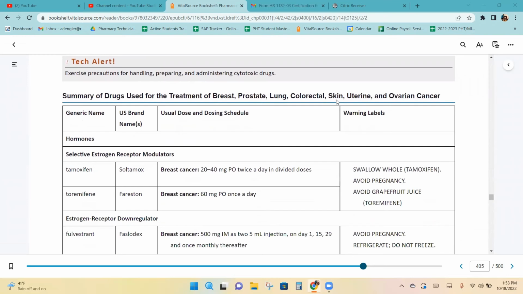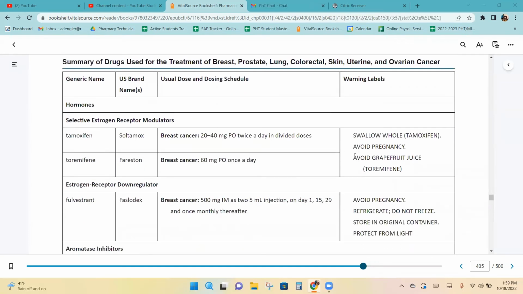So we always want to exercise precautions for handling, preparing, and administering cytotoxic drugs. Obviously, this will be a given if you're in the hospital working in a clean room, but you also have to take into consideration that we do come in contact with some cytotoxic drugs on the retail pharmacy side, depending on where you work and what you do. So it is also important to exercise those precautions when you're working in a retail pharmacy.